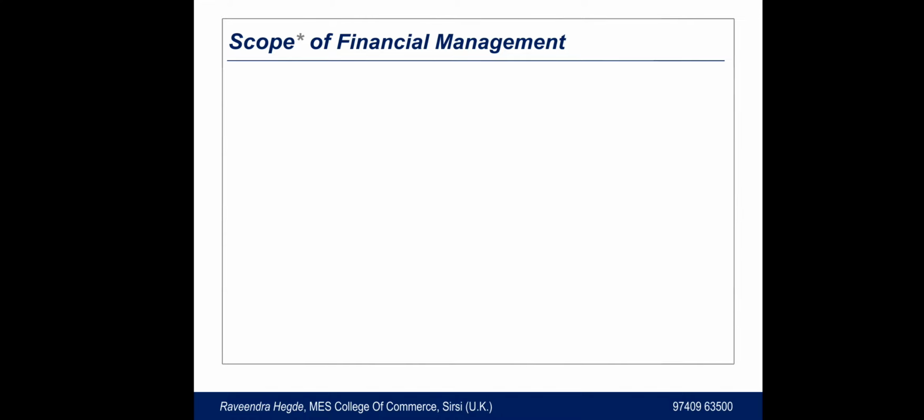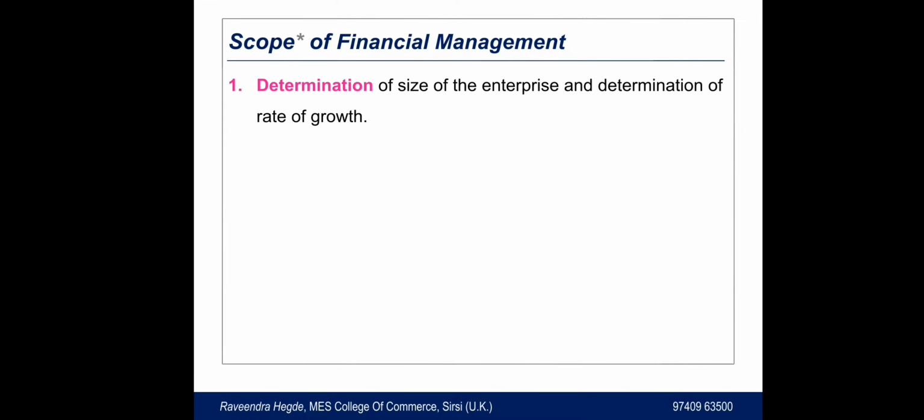First, let us see the scope of financial management. As an integral part of the overall management, financial management is mainly concerned with acquisition and use of funds by an organization. Based on financial management guru Ezra Solomon's concept of financial management, we can have four important aspects.